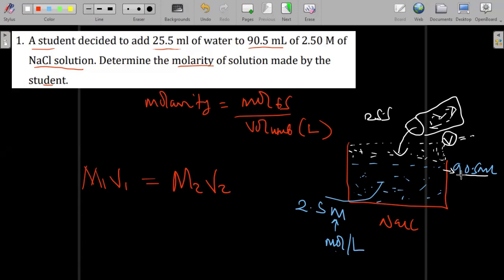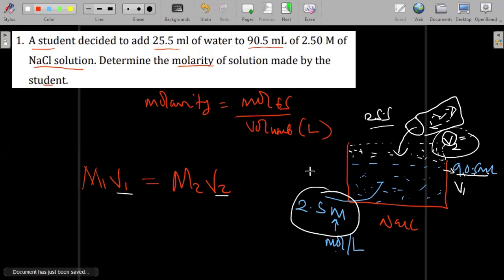So we are going to say this volume here was the first volume, so 90.5 is our V1. And then the volume that we get when we add 90.5 and this 25.5 will be our V2. Okay, so we have our V2, we have our V1, and then this initial concentration here will be our M1. So we also have our M1.